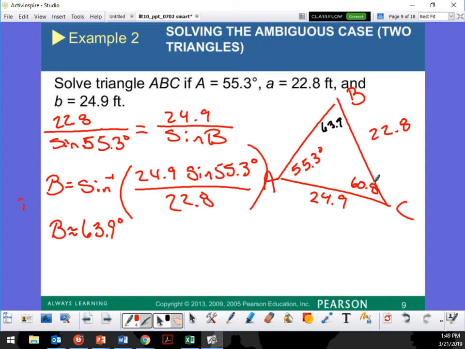Yes, so I want you guys, please, find little c in this case. You get 60.8, take all three, 63.9, 55.3, and subtract it from 180. All three angles add up to 180, right? So in the ambiguous case, this is our time where we're going to have two different triangles.